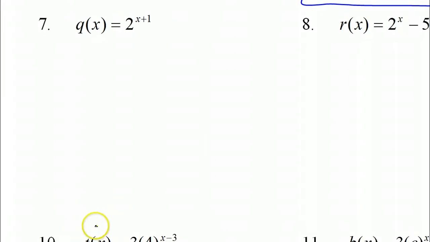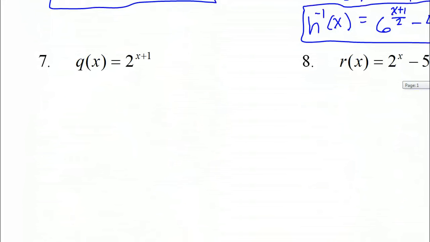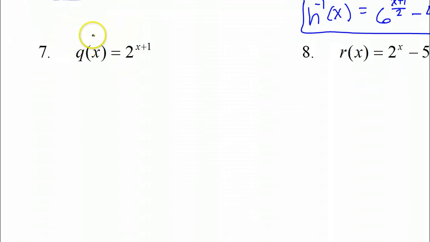All the other problems we've done so far in this lesson have been log functions. This one's an exponent function, so you can bet that we're going to wind up switching to log form. Alright, so first of all, we have y equals 2 to the x plus 1 power. We're going to switch the x and y and solve for y. So switching the x and y gives us x equals 2 to the y plus 1 power.